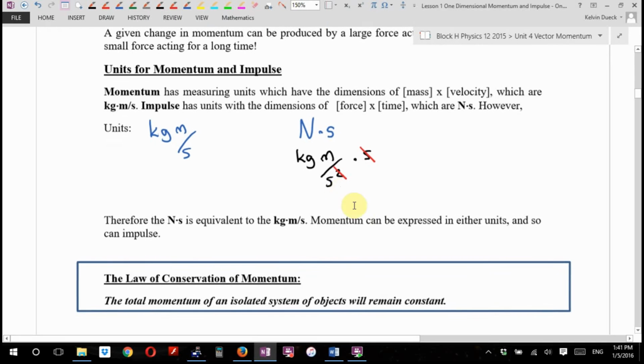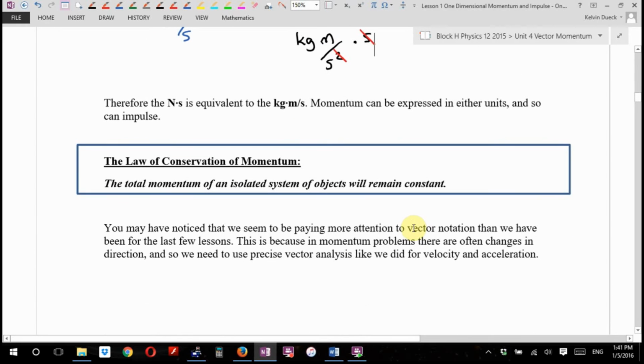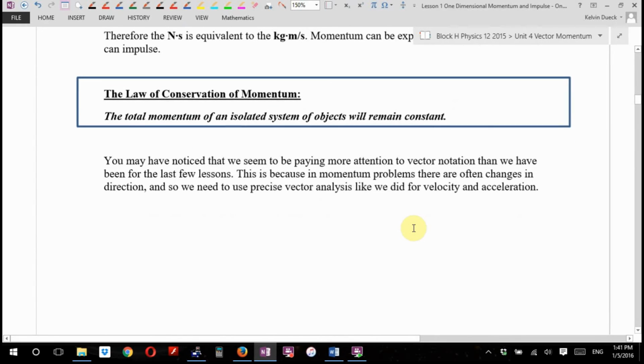Momentum can be expressed in either unit, Newton seconds or kilogram meters per second. So can impulse. So this brings us to the law of conservation of momentum. It says this: the total momentum of an isolated system of objects will remain constant. The amount of momentum before equals the amount of momentum after.